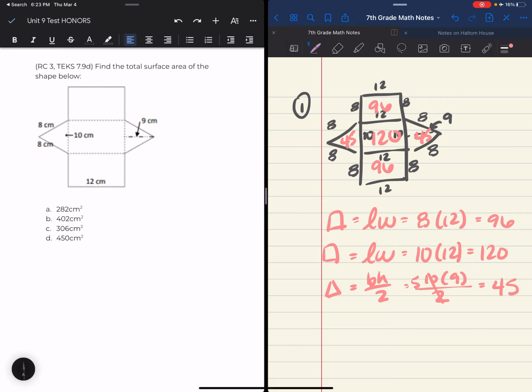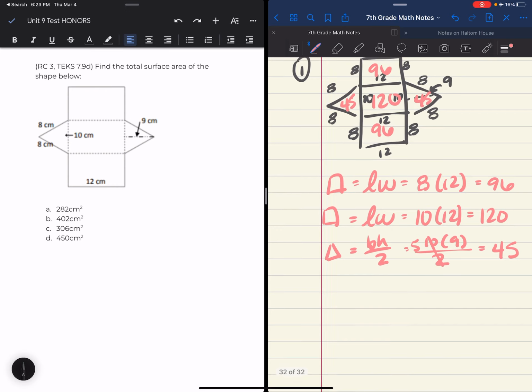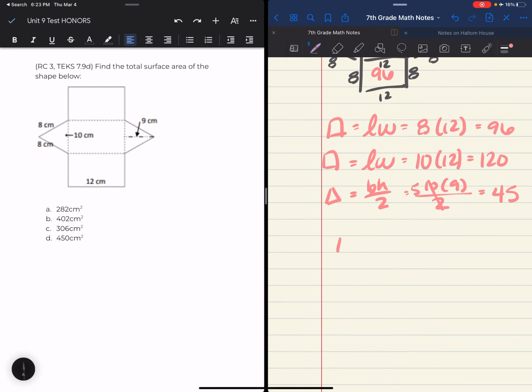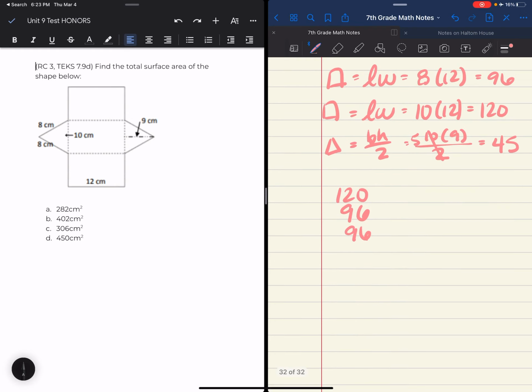Now I'm going to add all of those up. So 96 plus 96 plus 120 plus, what were the other two? 45. Which honestly I already know to be 90, right? Because I've already divided them by 2, so I know how to multiply them by 2.